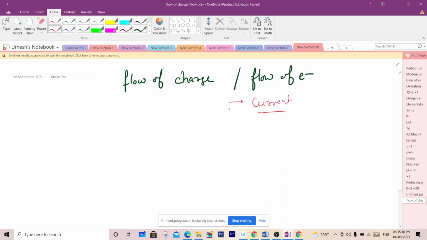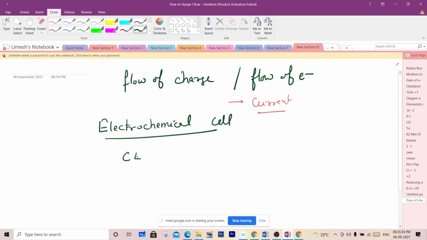It means in this chemical reaction, electricity is generated, and that device which converts chemical energy into electrical energy is called an electrochemical cell. The cell which converts chemical energy into electrical energy is called an electrochemical cell.